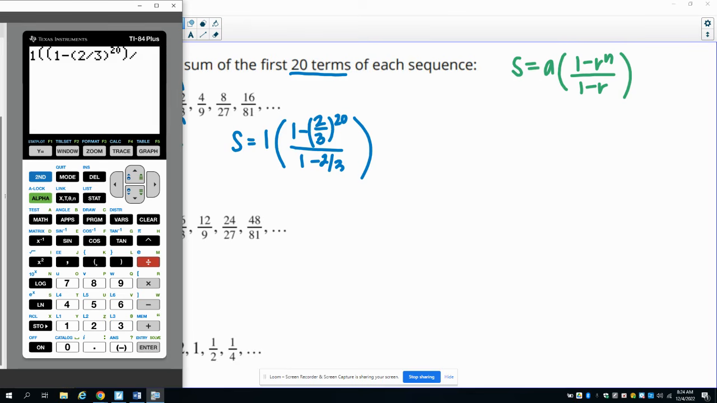And then we want to divide by the bottom. So we'll put a parenthesis around 1 minus 2/3. And now you don't need a parenthesis around 2/3 this time since you're not bringing it to a power. I only did it because I needed to bring it to an exponent. So then you can close off the bottom parenthesis and then close out your overall parenthesis and then push enter. So this is your sum, 2.999.